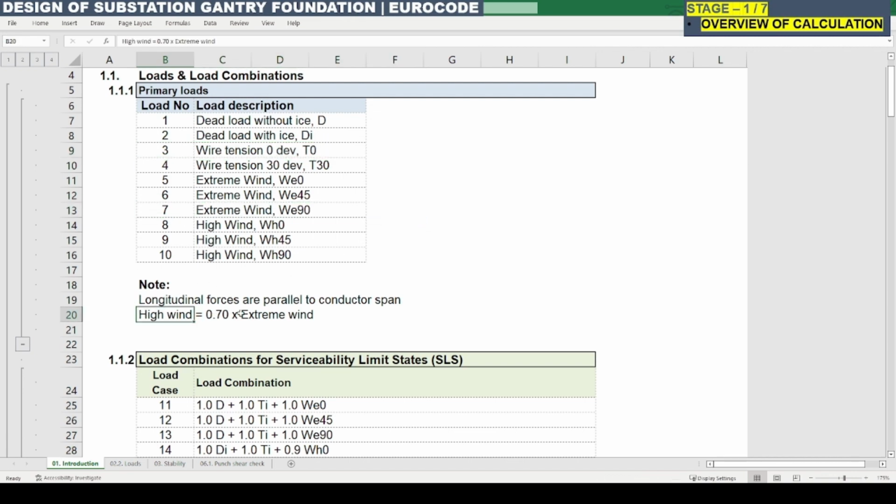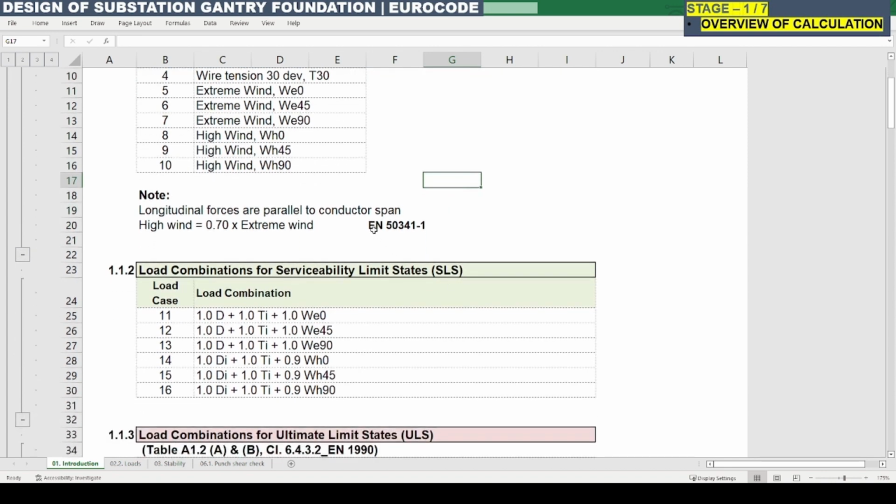And high wind is nothing but 70% of the extreme wind, which we need to consider as per EN 50341, EN 50341 part 1 and its national annex. You can find this explanation there. High wind is equal to 70% of the extreme wind to be considered. So these are described in EN 50341.